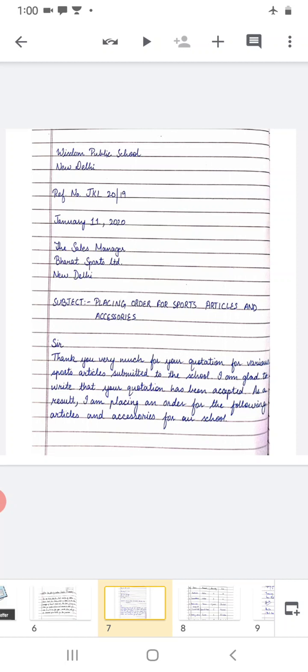Leave a line again, write down the subject. If you write it in capitals, it is always highlighted, and the subject is a very integral part of a formal letter, so it should be highlighted. So you must write it in all capitals, like the way it has been written here. Just notice the way the format has been written so clearly, with nice expressions and words. Subject: placing order for sports articles and accessories. You leave a line again, write down the salutation, and then you begin with the first paragraph.